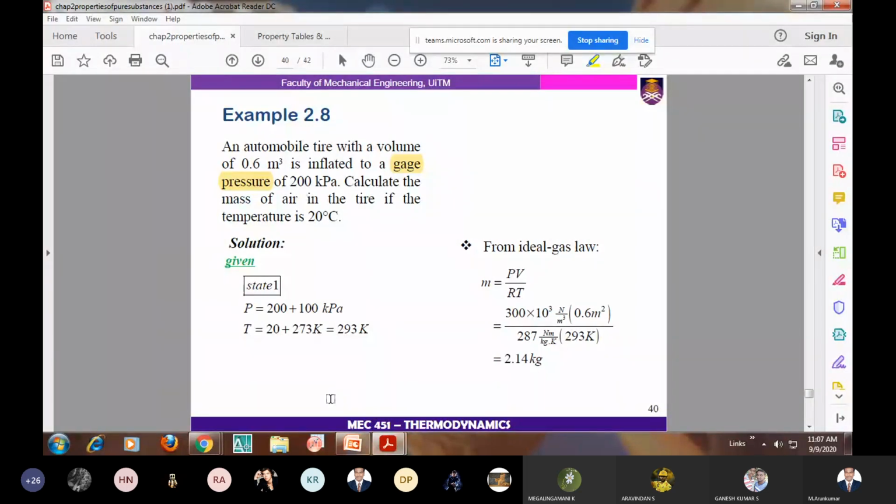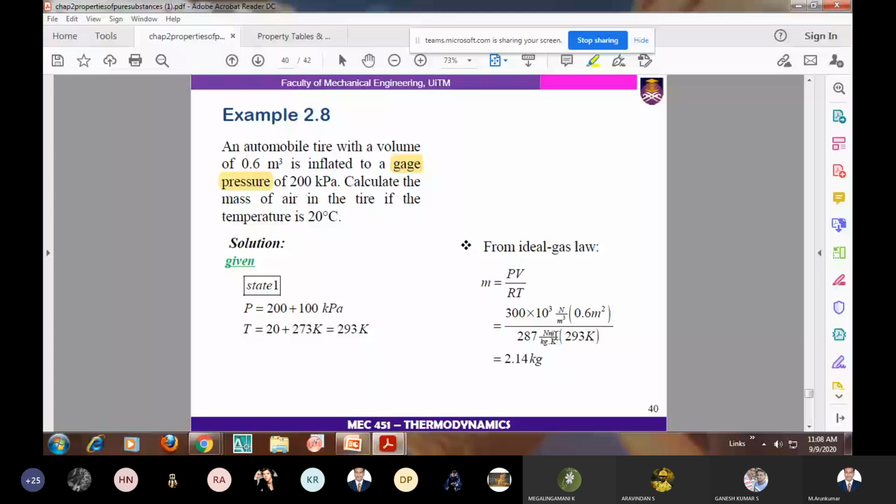Just be careful, V here is volume, not specific volume. Volume is given, so we can take it straight away. If a specific volume is given, then we have to convert it into volume. So we can directly take this equation to find the unknown mass m. Just substitute the values of P, V, and the value of R.